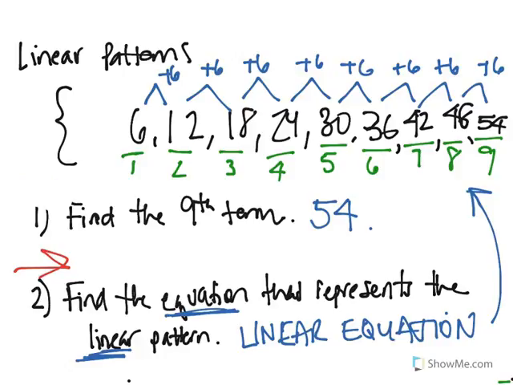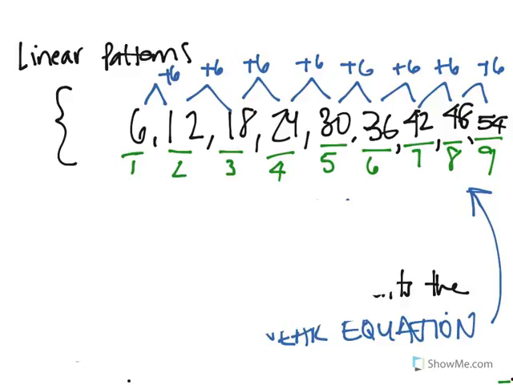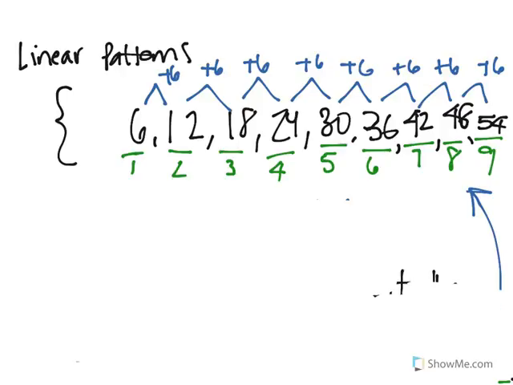So we already did an example of find the 9th term, or find whatever term they want you to find. So let's do an example of finding the linear equation for the linear pattern, all right? So we're just finding a linear equation. So let's start with a linear equation. Y equals mx plus b.